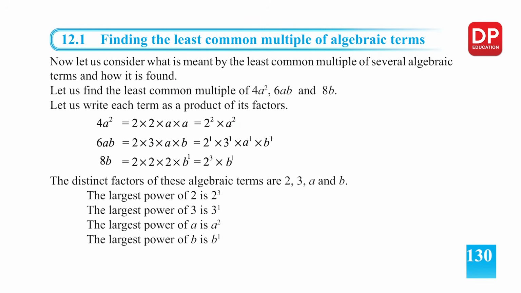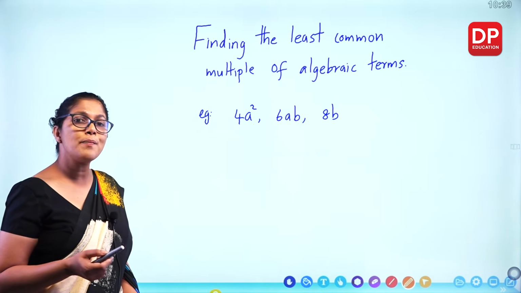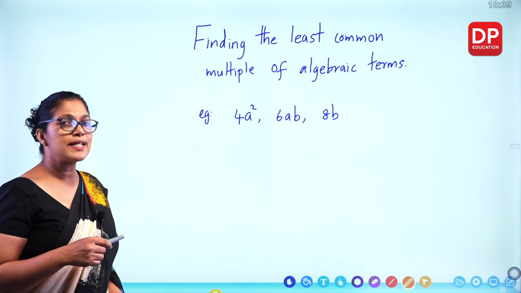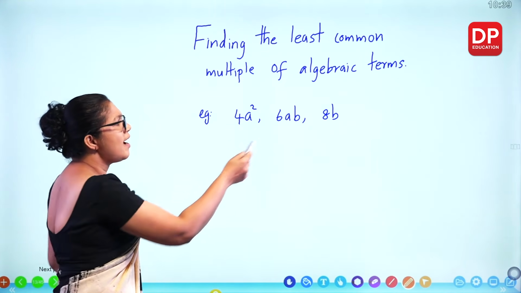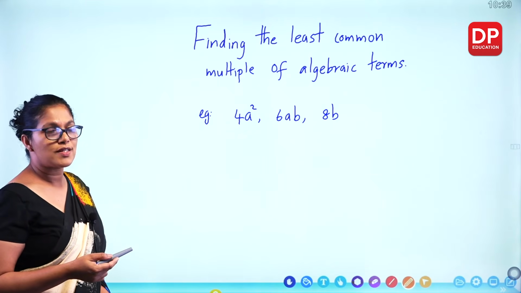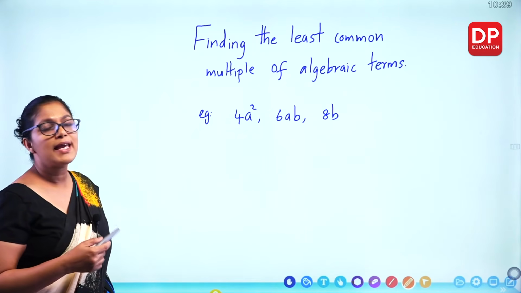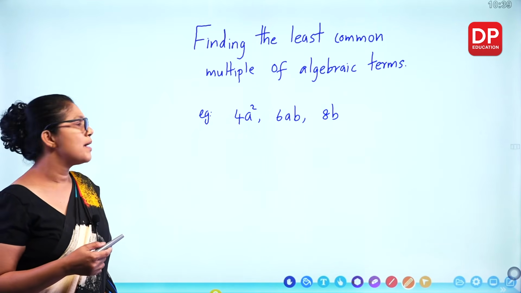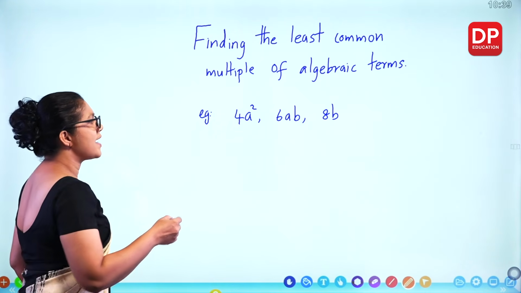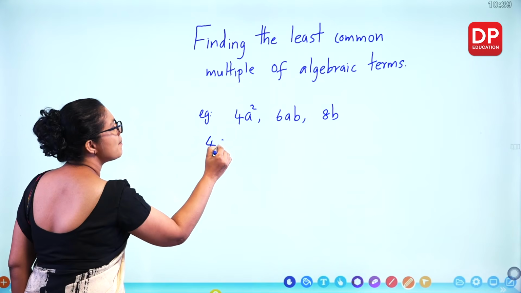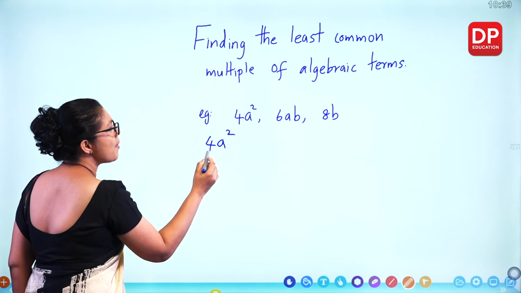Now we'll look at how to find the least common multiple of algebraic terms. So what are algebraic terms? You get letters with numbers. So these three are algebraic expressions. So here how can we find the least common multiple? What we can do is rewrite all these numbers as prime numbers.